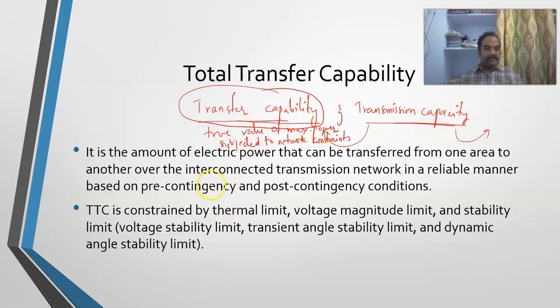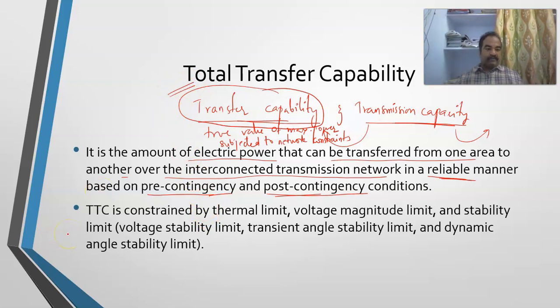Strictly speaking, it is defined as the amount of electric power that can be transferred from one area to another over the interconnected transmission network in a reliable manner based upon pre-contingency and post-contingency conditions. So these transfer capabilities will vary depending upon the network parameters and network condition. Based upon the pre-contingency and post-contingency conditions, the maximum amount of power which you can transfer is called total transfer capability.